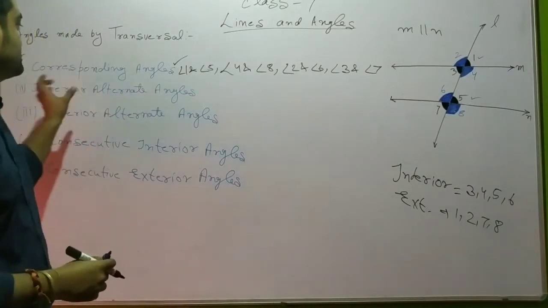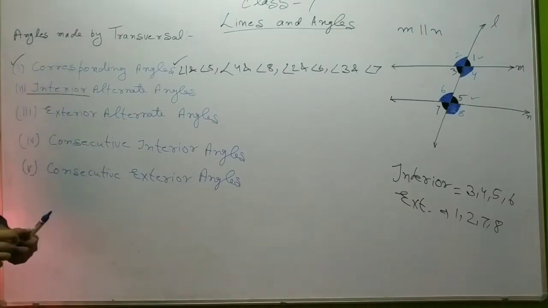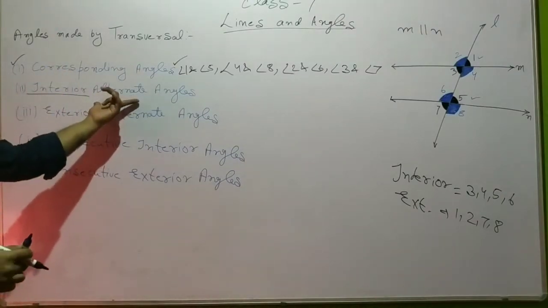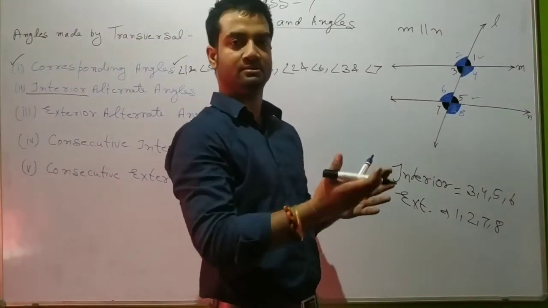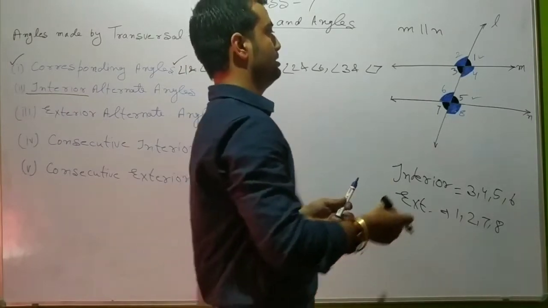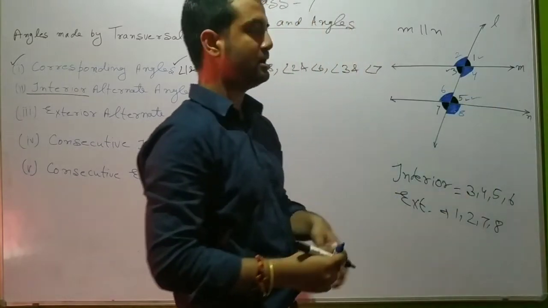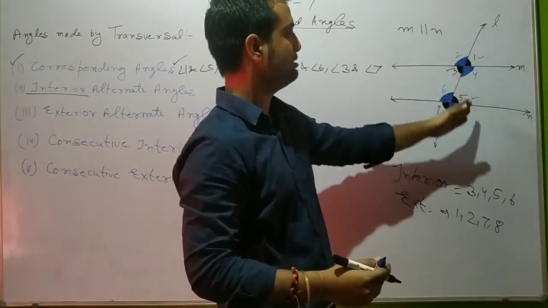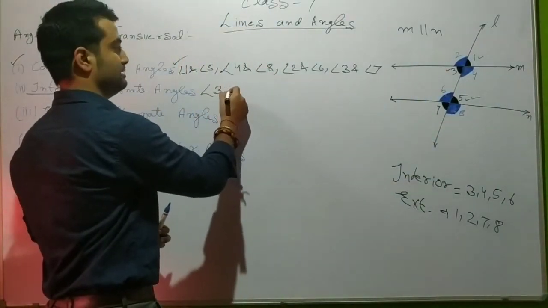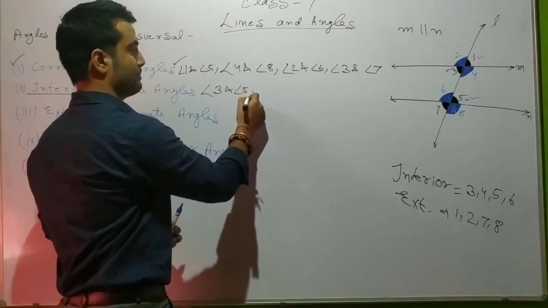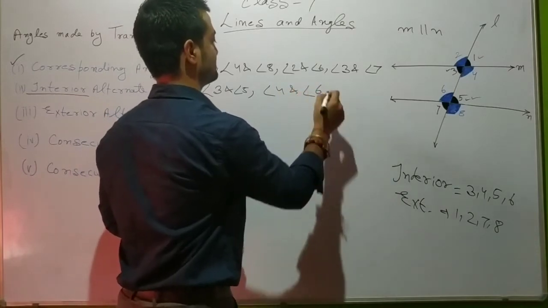Now we will talk about interior alternate angles. Interior alternate angles means angles which are in the interior part. Also, they have alternate positions. It means they are on the opposite sides of the transversal. As you can see here, angle 3 and angle 5 are on the opposite sides and have the alternate position. So, a pair of alternate angles here is angle 3 and angle 5. Another pair is angle 4 and angle 6.